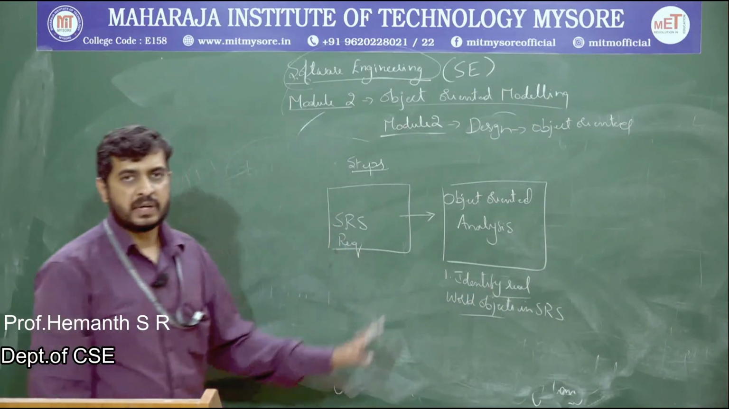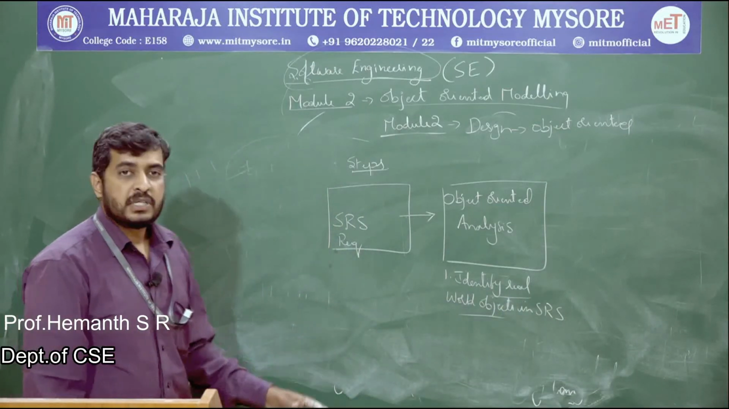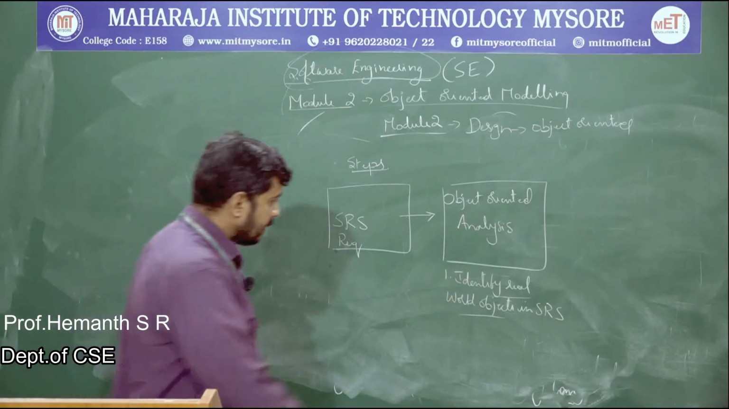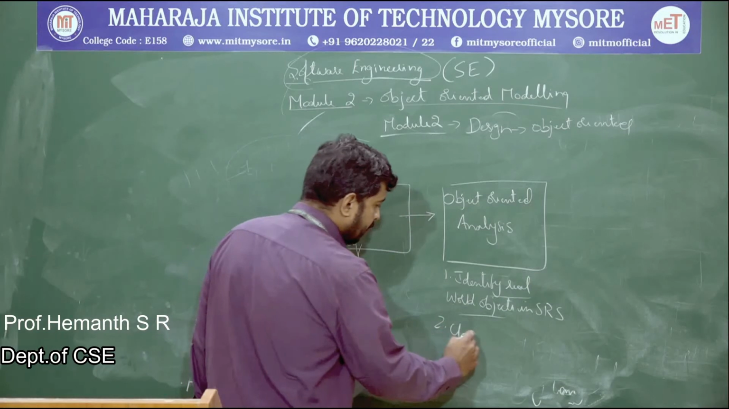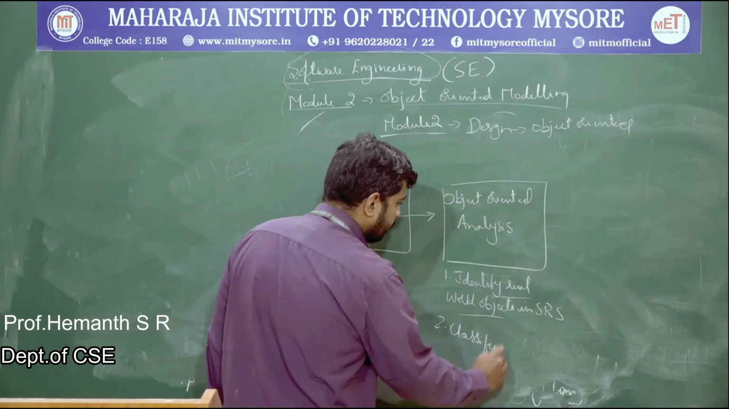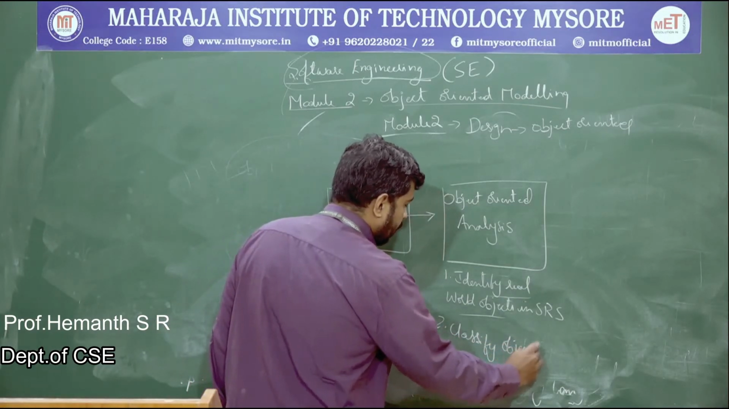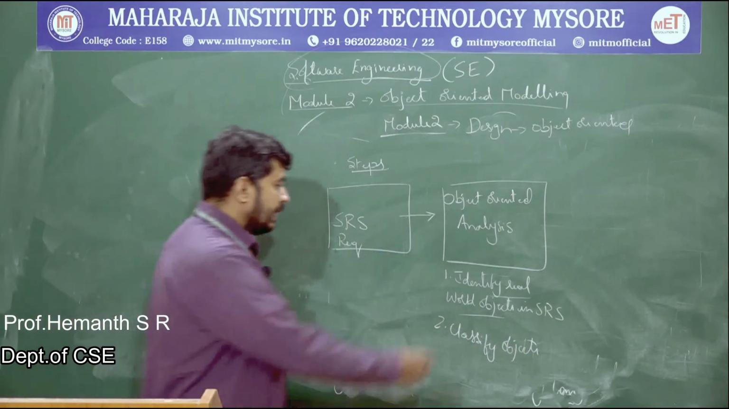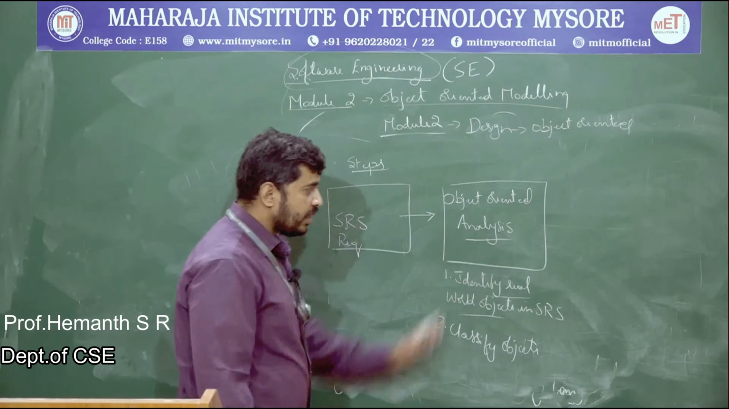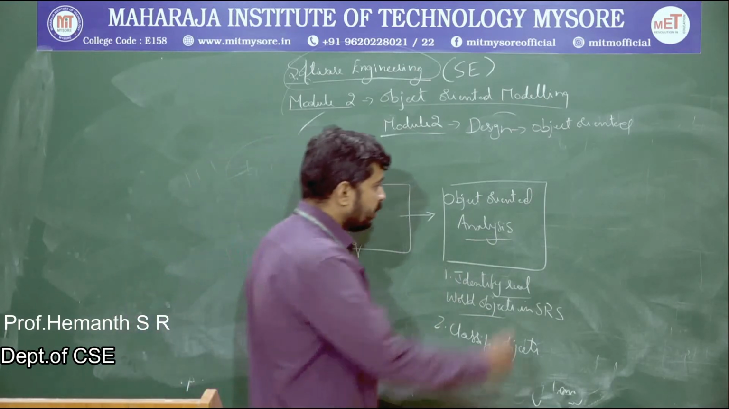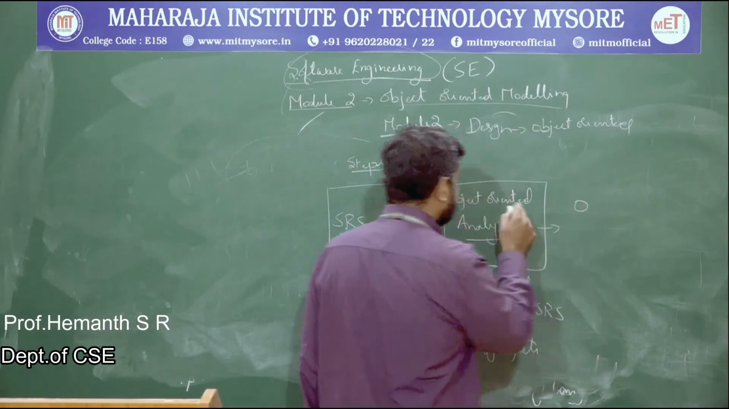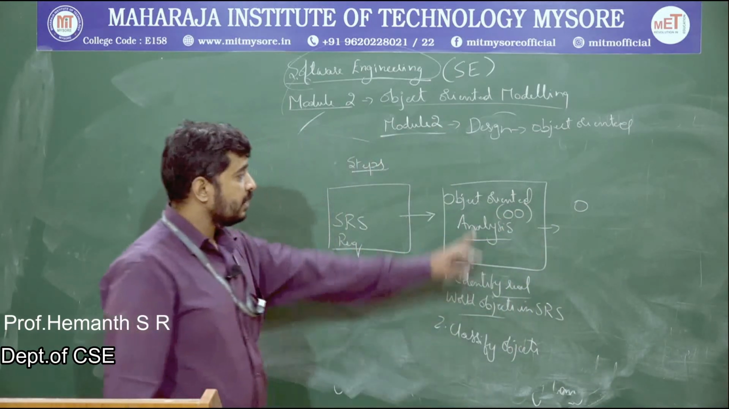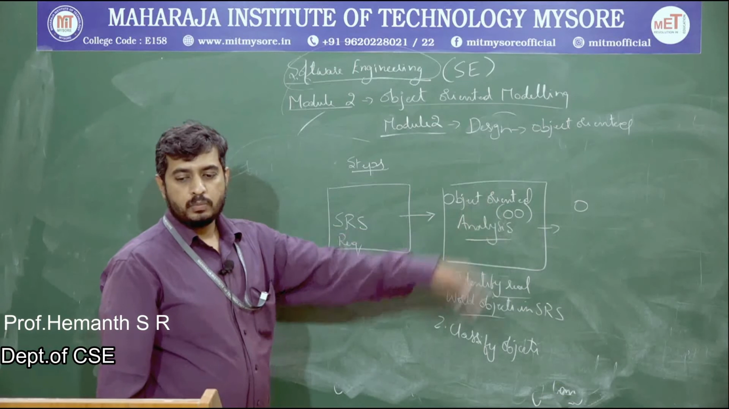I'll give you an example, using which you can achieve more clarity. Identify the real world objects and classify the objects. This is what we call object oriented analysis. Once you are done with this, we come to the next step. Object oriented is abbreviated as OO.